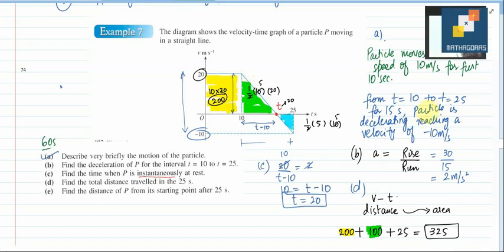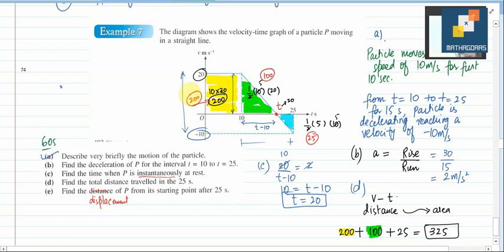After that, the last part, which is very important, and that is why I have picked this example. Find the distance of P from its starting point after 25 seconds. In the last part, we need to find displacement, not distance. Now, when you talk about displacement, keep in mind that direction is important. The values we found for the distances will be the same: 200, then 5 into 20, which is 100, and the last value, 25.